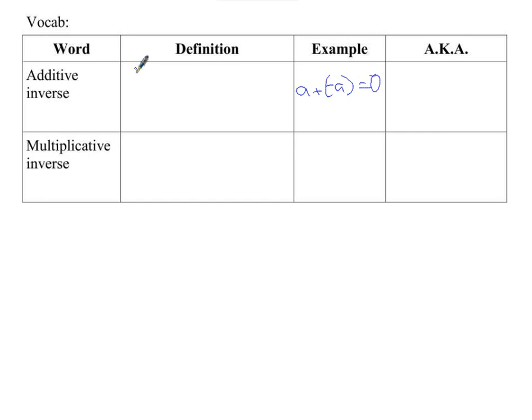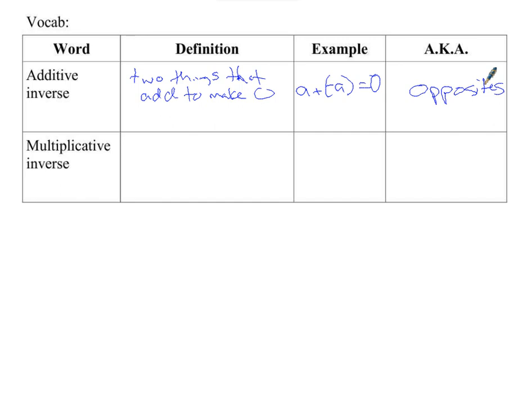Two things that add to make 0. That's not the formal definition, but it's a definition that works. Also known as is what AKA is. Do we have a word? A word? No. It's not property. Do we have a word that describes A and negative A? 4 and negative 4, opposites. Two numbers that are opposites are additive inverses. If you add them together, you get 0.